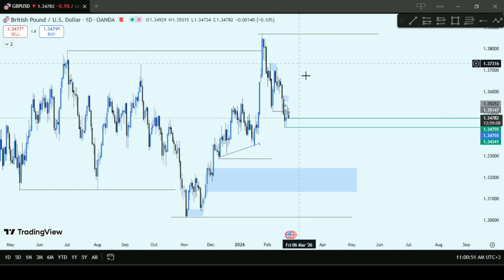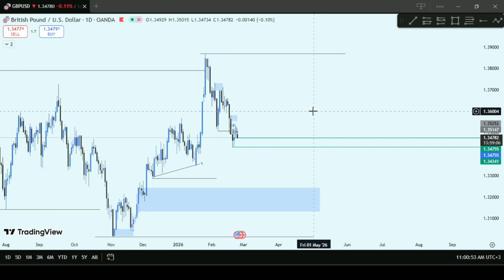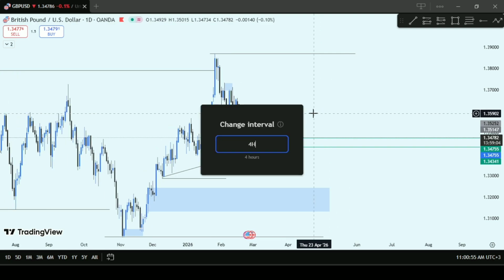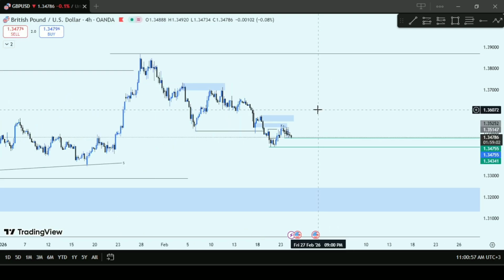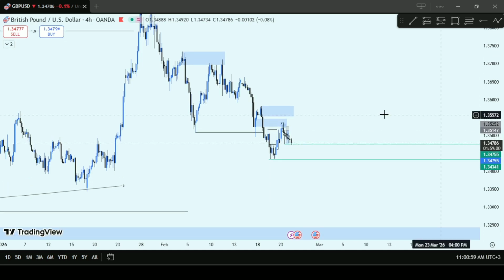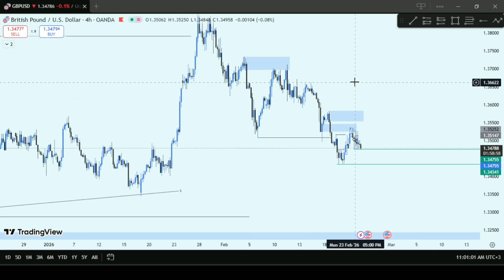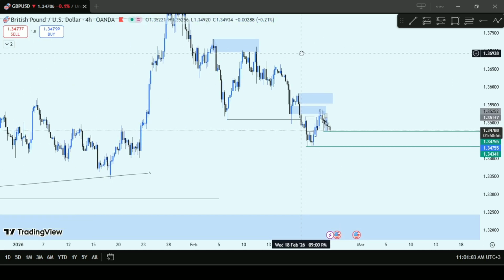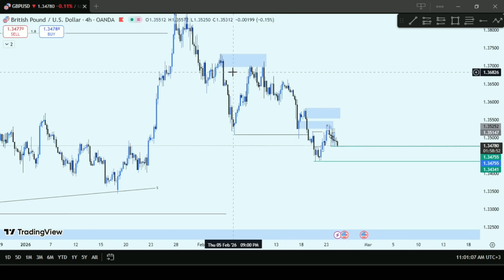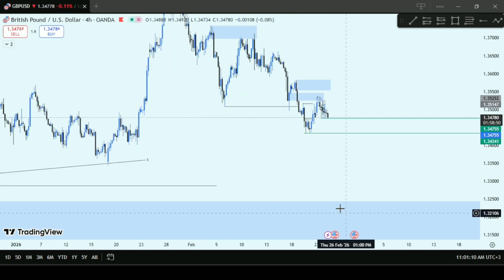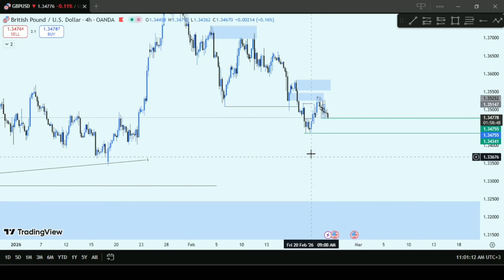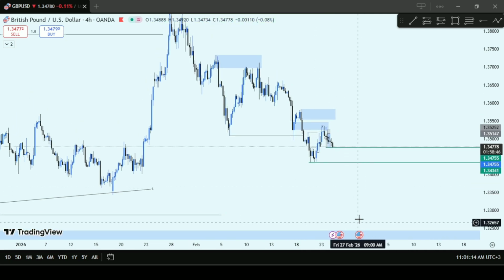Okay, so when you go down to the 4-hour time frame, we can see clearly that price is trending down, targeting this. It's in a short-term downtrend. We are targeting this daily POI, or our buy zone.